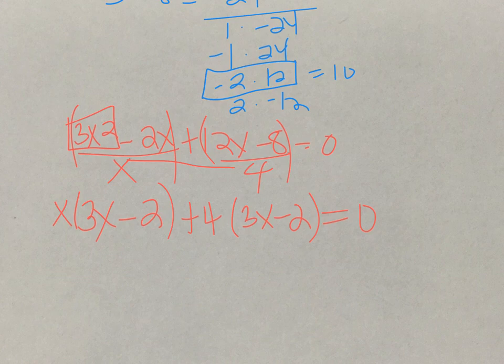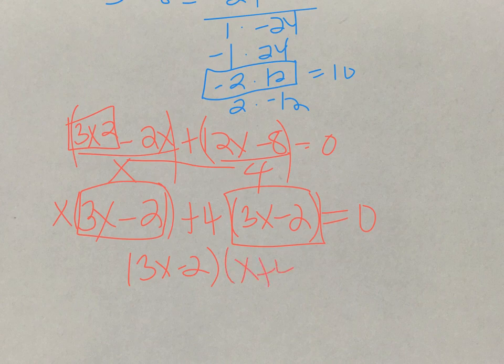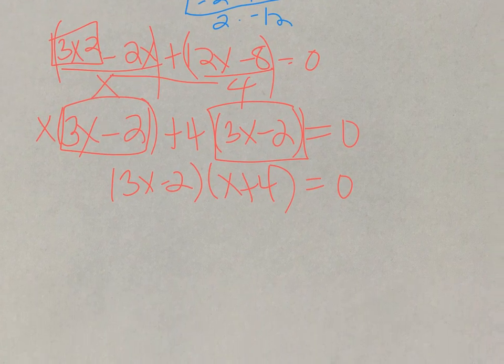All right. Notice how we have 3x minus 2 for both of our parentheses. So that is going to be its own factor, 3x minus 2. And I have x plus 4 left. X plus 4 equals 0. And the way you're going to solve is set each piece equal to 0 to find x. So 3x minus 2 equals 0. X plus 4 equals 0.